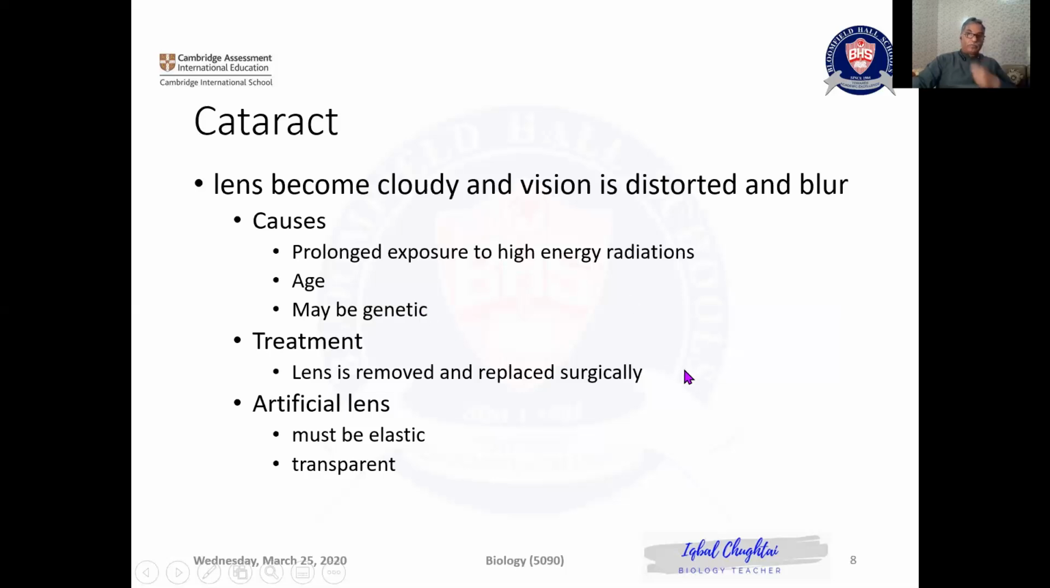So what is the possible treatment of this cataract? The eye specialists or eye surgeons perform a surgery. They remove this lens and replace it with an artificial lens. An artificial lens must be elastic, so that when it is required to be pulled thin or thick, it can do that in order to make vision of distant or closer objects possible. And it must be transparent, because when it is transparent, it can easily refract light rays onto the yellow spot that is also known as the fovea.